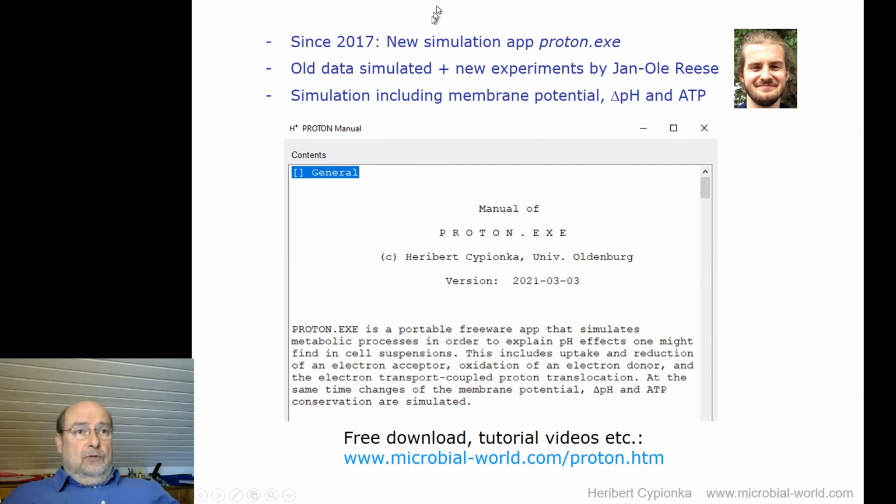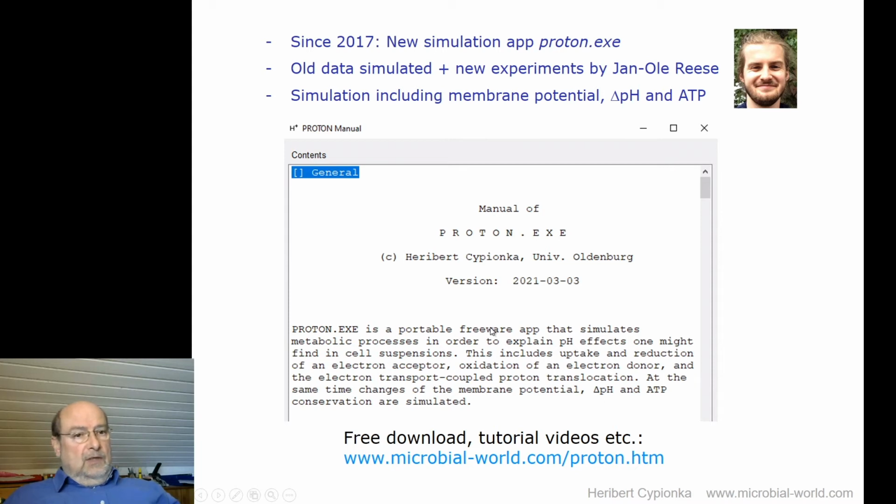And I wrote a new version of the simulation software and called it PROTON.EXE. And more important, I found a master student, excellent master student, Jan-Ole Reese, my co-author. And we started to simulate all data, and he did as well new experiments, grew the cells in a chemostat, and analyzed the pH effects in new experiments that were simulated as well. And the new simulation software included the membrane potential, the delta pH, and the ATP formation as well. And that means you could learn quite a lot about bioenergetics when you apply this little app.